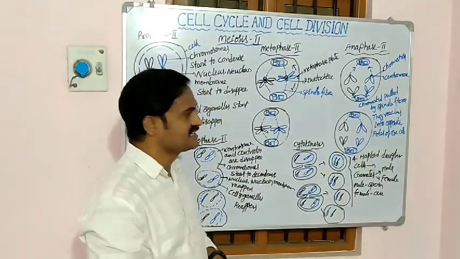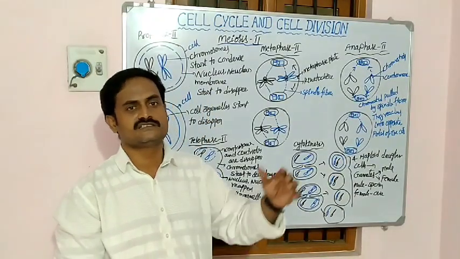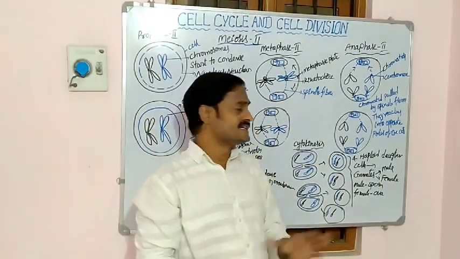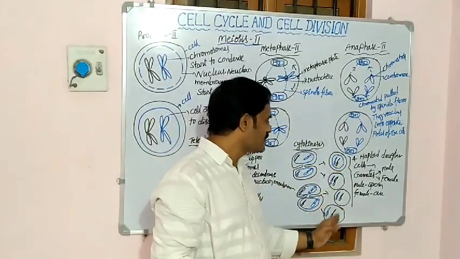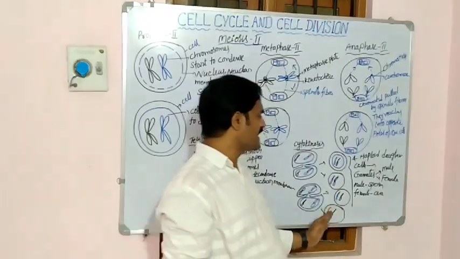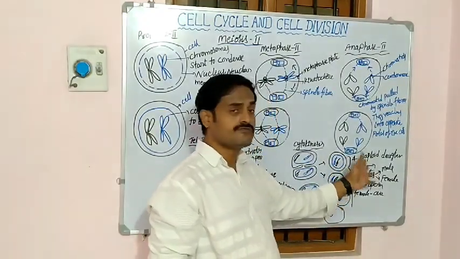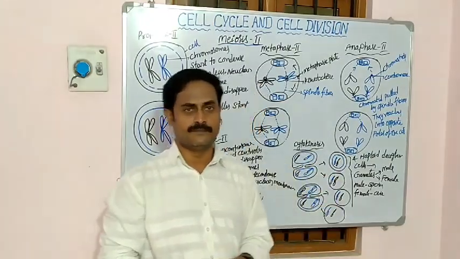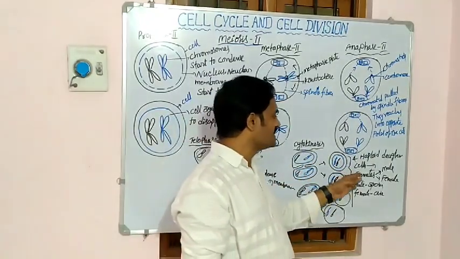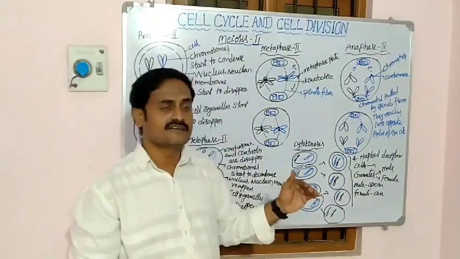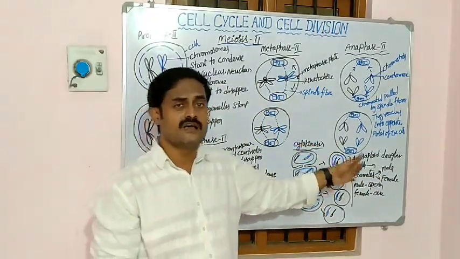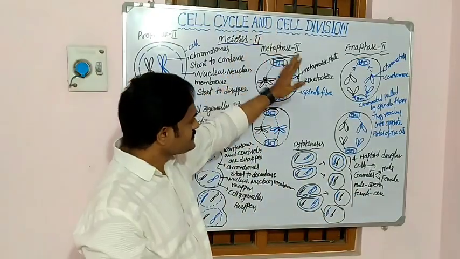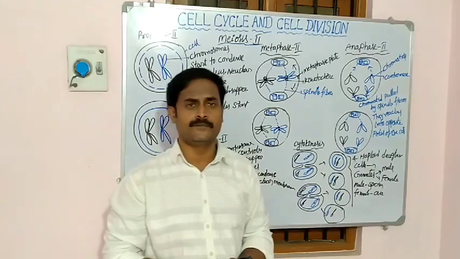It is a reductional division. Remember, meiosis is a reductional division. So one diploid cell divides into four haploid daughter cells. These four haploid daughter cells form the reproductive cells, either male or female. If it occurs in the male, it forms the sperm cells, and if it occurs in the female, it forms the ova. Remember that. So this is the complete information about meiosis.